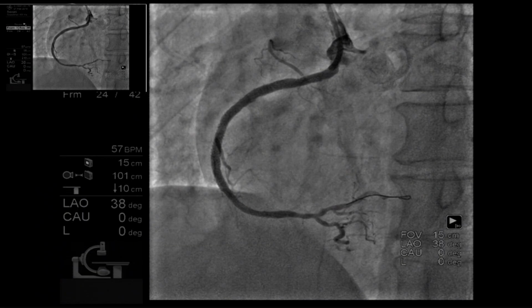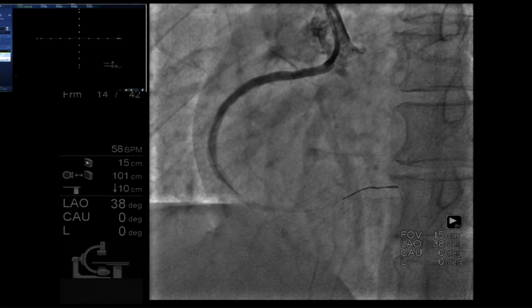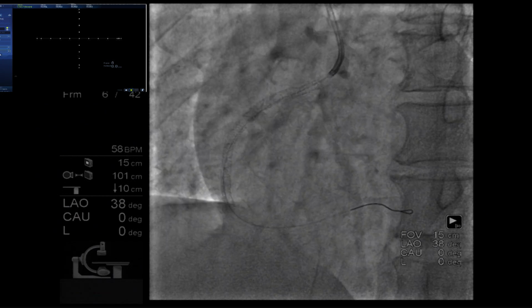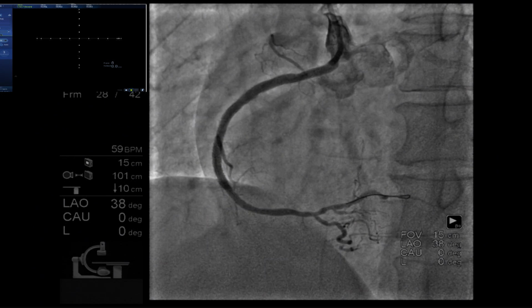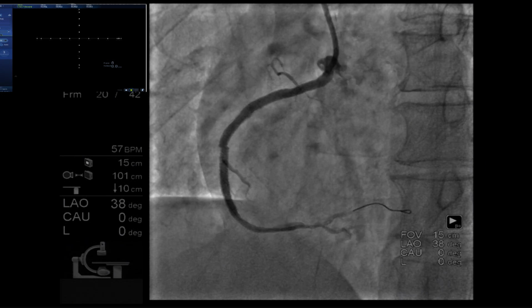What do you guys think? Yeah, it looks great actually. There is some tissue prolapse in the middle portion, and some bumpy thing is there. But otherwise it looks great. Okay, good. Yeah, let's see the IVUS catheter.